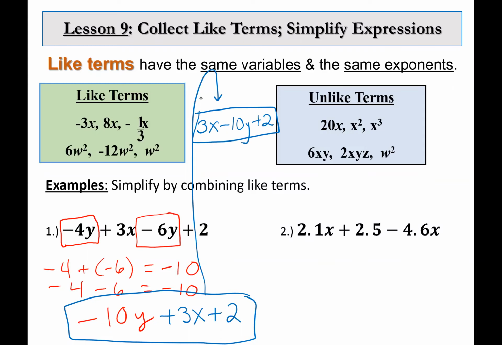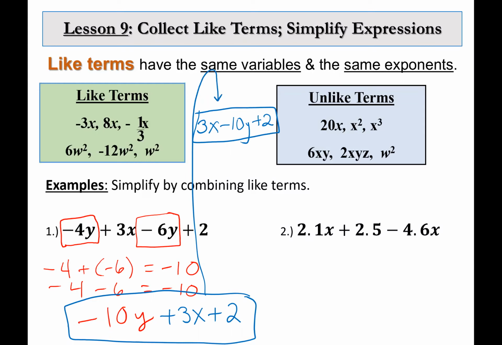Notice that the negative 10y still has that minus sign in front of it. It's either a negative sign or a minus sign, basically the same thing. So 2 ways of writing the answer: negative 10y plus 3x plus 2. Another way to write the answer: 3x minus 10y plus 2. There are other ways as well. Okay, so let's try another one. That was number 1. Let's look at number 2.